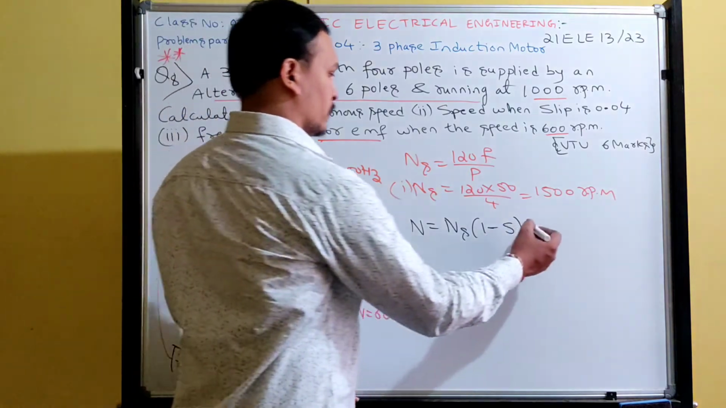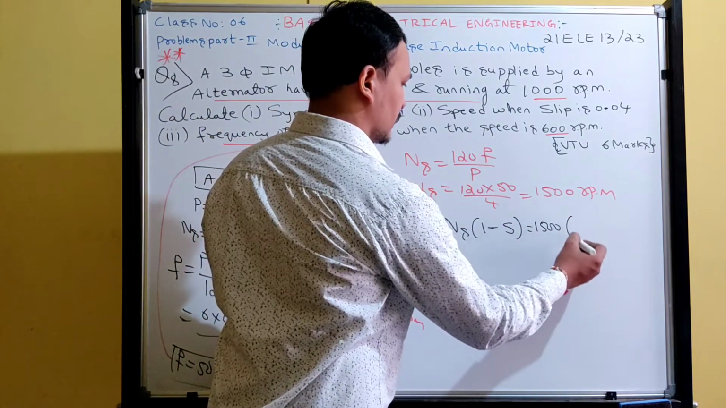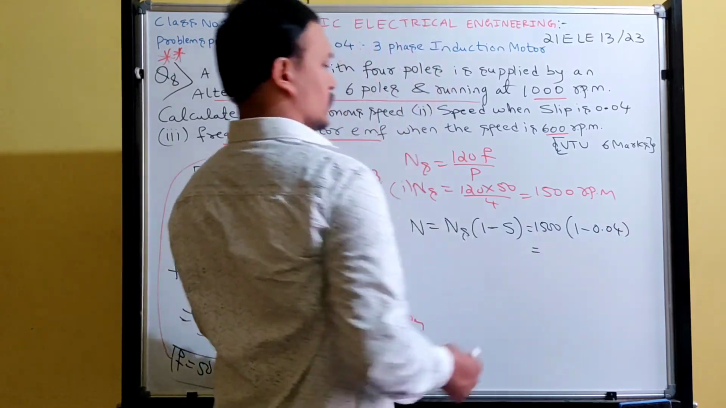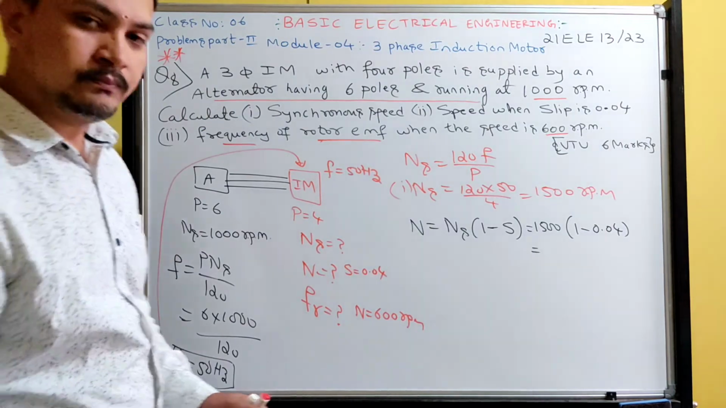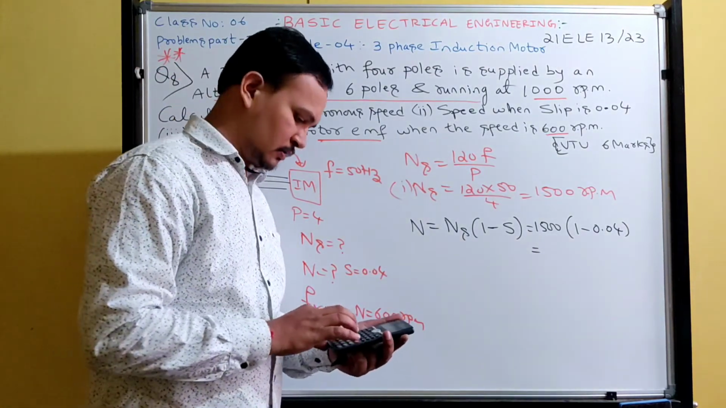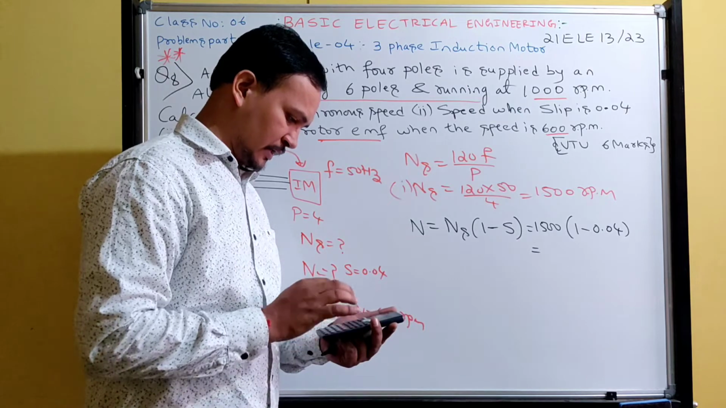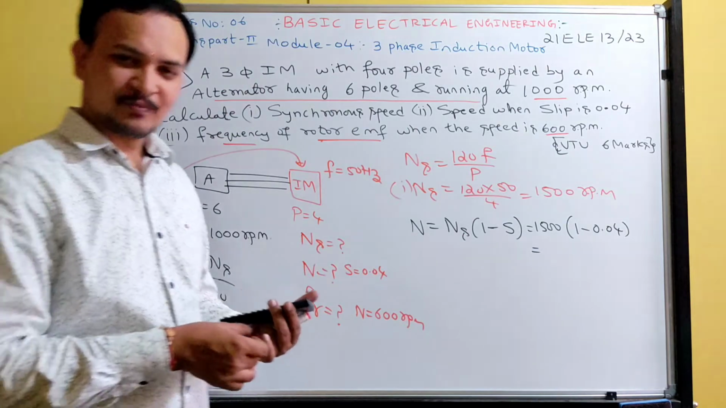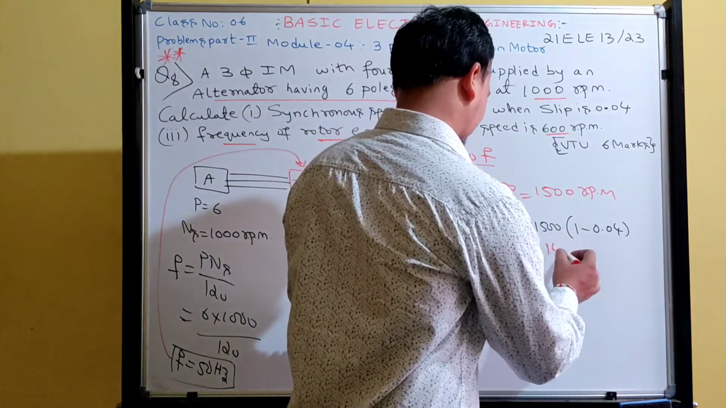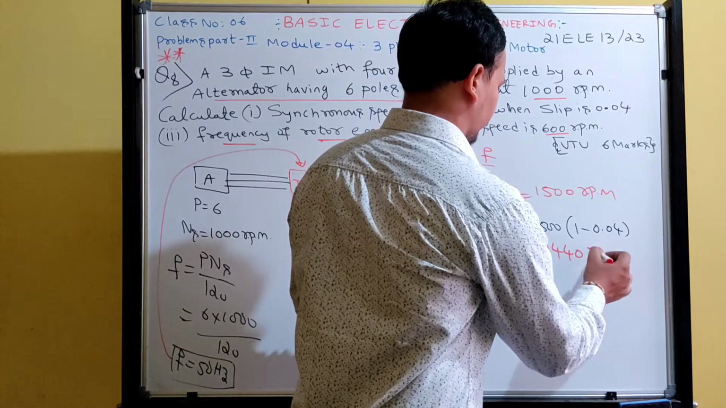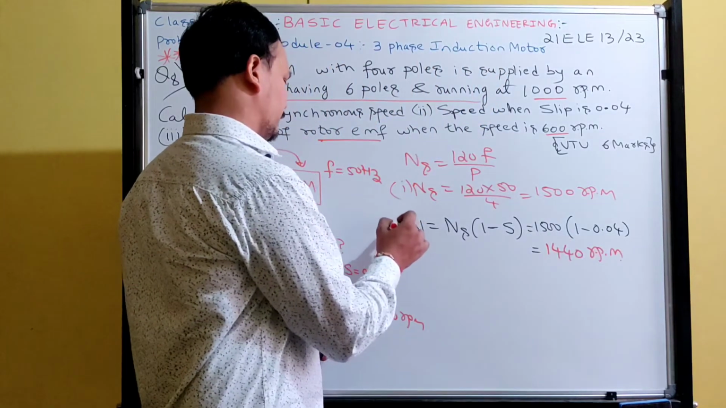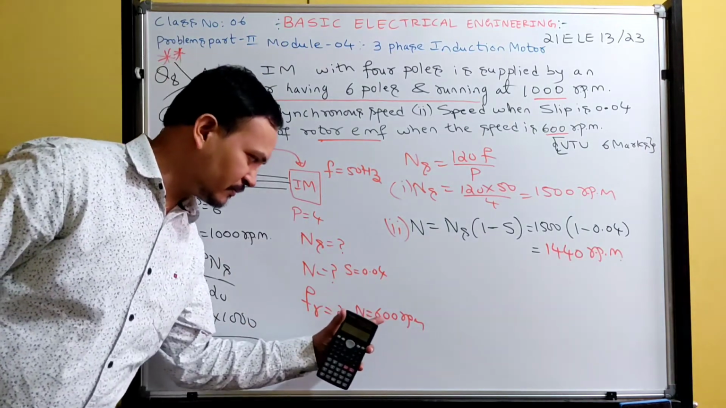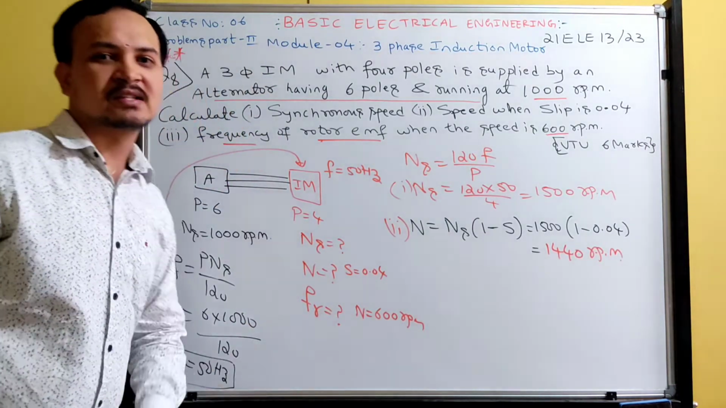So 1500 into the bracket, 1 minus slip. How much is the slip? 0.04. So what answer will you get? 1440. Very good. Let me also check this one: 1 minus 0.04. Excellent. You are giving correct answers. So 1440 RPM. The second question is also over. Next is the rotor frequency when the induction motor runs at 600 RPM.